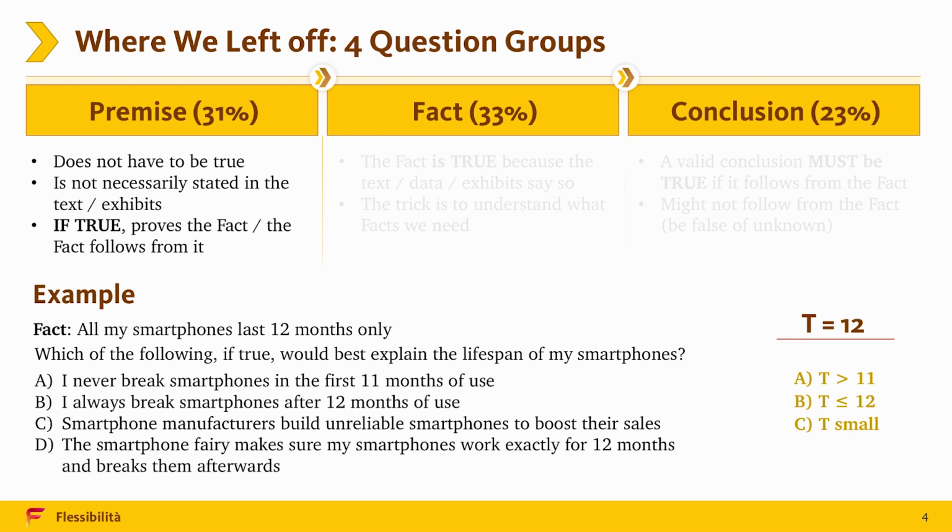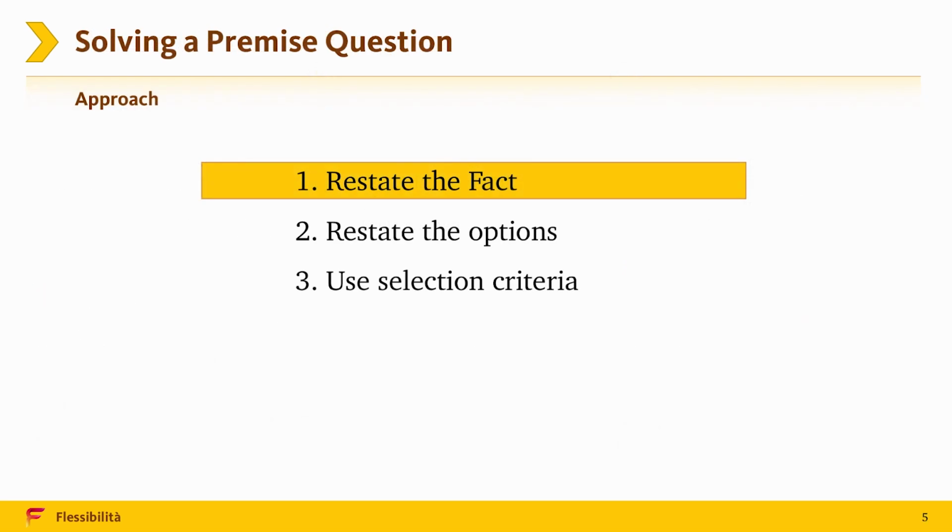The option might sound strange and unrealistic, but we're not looking for realistic options here. We're looking for options which, if true, would best explain the fact. If we take this leap of faith, the option is a perfect match. The algorithm we will use for solving questions of this type has three steps: restate the fact, restate the options, and apply selection criteria to picking the best fit.